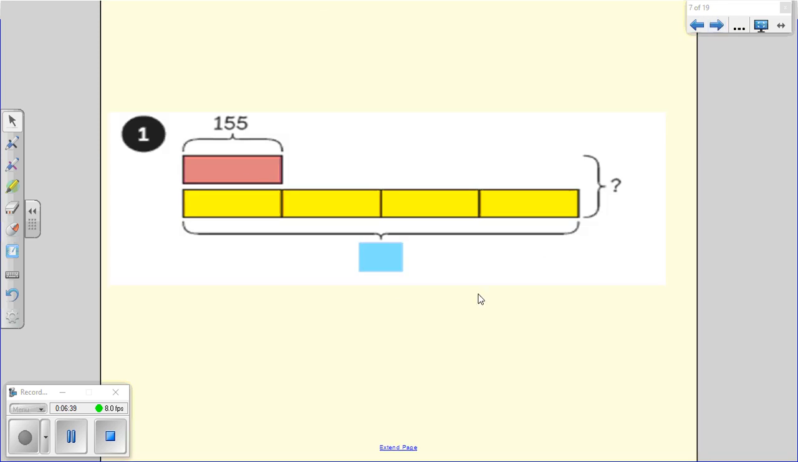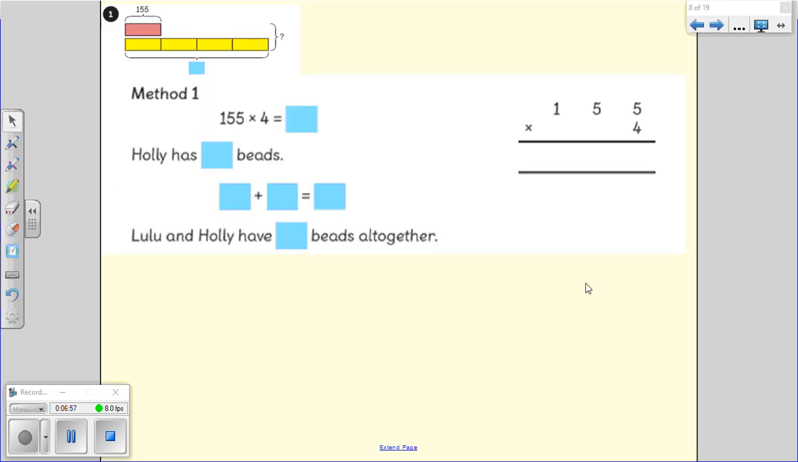So this is like the bar that I've just drawn out, and you can see Lulu has got 155. Holly has got 4 times as many, but we don't know the total of Holly's bar yet, and we don't know how many the girls have altogether. So here is one method that you can use to solve the problem. So pause the video again and have a look at what this method is asking you to do, and can you work out the answer?